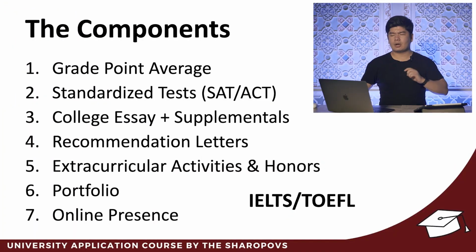So far, there are 8 components that you need to focus on when you apply to university. And through those 8 components, you build your entire application. So let's take a look at what those components are, one by one. Starting off with the grade point average. We'll then talk about the standardized tests, college essay and supplemental essays, recommendation letters, extracurricular activities and honors, as well as the portfolio for arts, online presence, and finally, the IELTS.